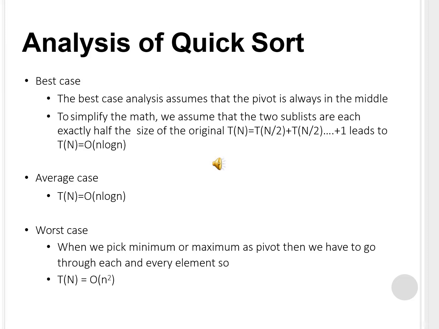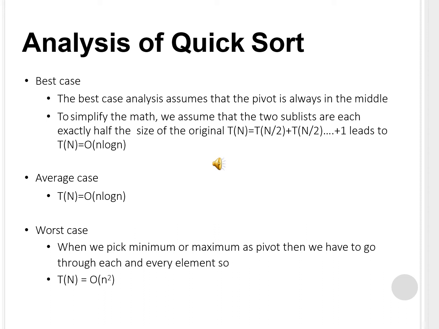Analysis of quick sort. In the best case, the analysis assumes that the pivot is always in the middle. To simplify the math, we assume that the two sublists are each exactly half the size of the original. So T(n) is equal to T(n/2) plus T(n/2) plus 1, which leads to T(n) equal to big O of n log n. In the average case, T(n) is equal to big O of n log n.